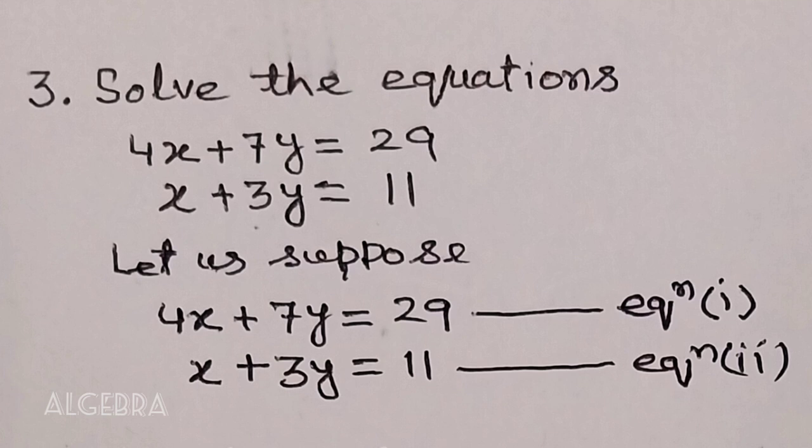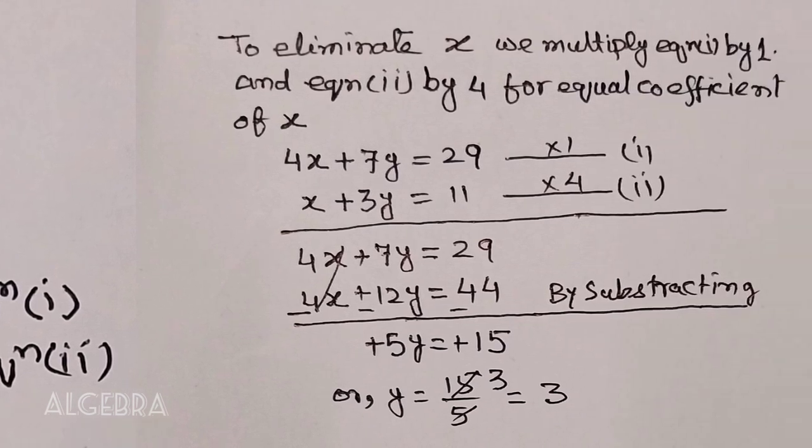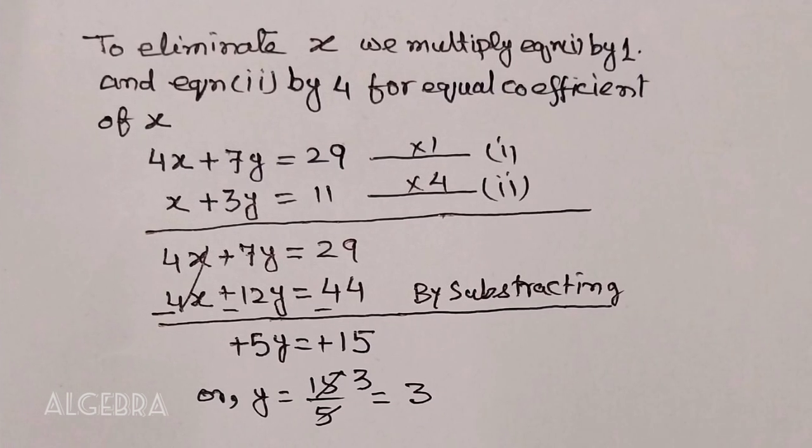Let us suppose 4x plus 7y is equal to 29, equation 1, and x plus 3y is equal to 11, equation 2. To eliminate x, we multiply equation 1 by 1 and equation 2 by 4 for equal coefficient of x. 4x plus 7y is equal to 29 multiplied by 1, and x plus 3y is equal to 11 multiplied by 4. So 4x plus 7y is equal to 29, and 4x plus 12y is equal to 44.